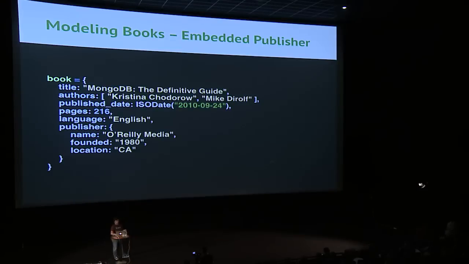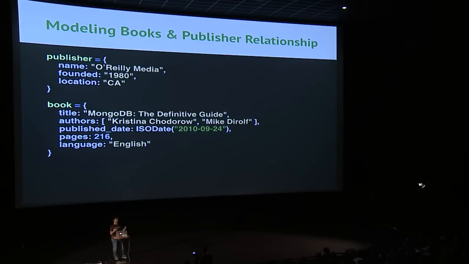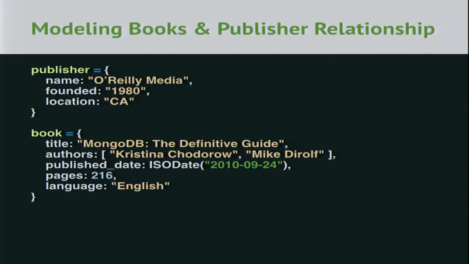Is it good? Probably not in this case, because we can change maybe the name of the company or the location or anything else, and in terms of volume you will store, it's quite big. So in this case, you will kind of normalize something you had initially denormalized by creating two documents, the publisher and the book. And what you have to do is choose how you want to make the relation between them.